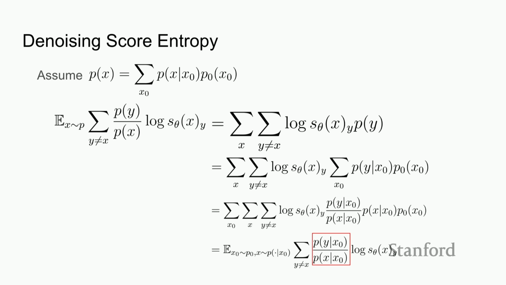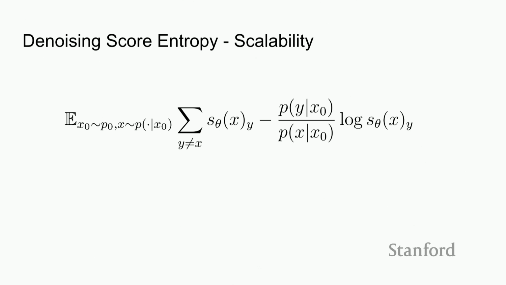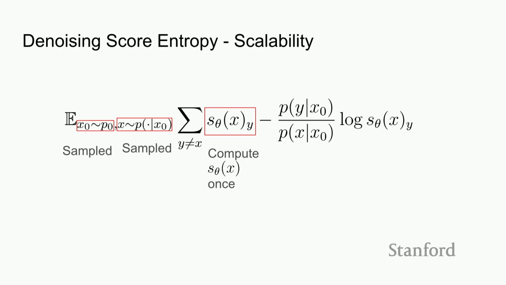So we have this way to get rid of the p y over p x. As such, we have the following denoising score entropy loss function. It's particularly scalable because we can sample x0, we can sample through the perturbation kernel, and then we only need to compute this s theta of x once for this summation value, because we're only using s theta of x. Finally, we can compute this ratio of transition kernels by the way that we define it. So everything becomes computationally tractable, and we can optimize this loss.